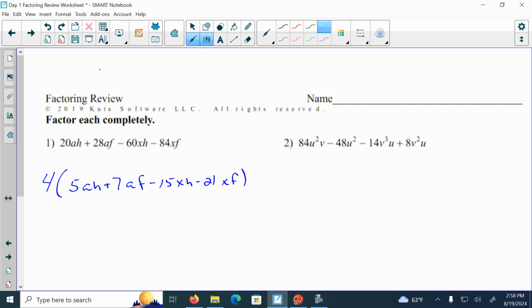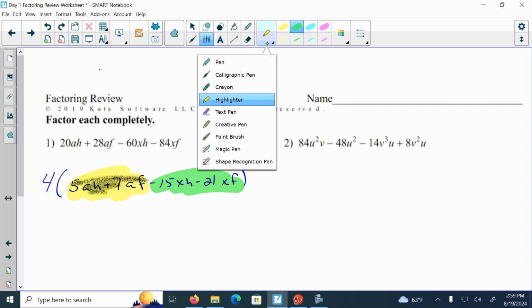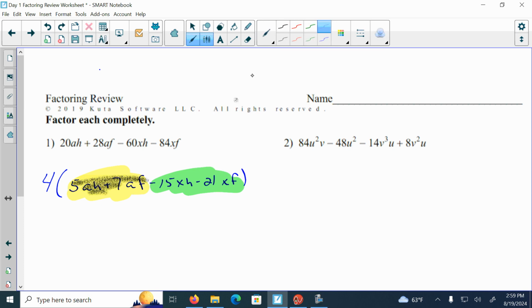Then I'm going to factor by grouping, so I'm going to look at the first 2 terms, and I'm going to look at the second 2 terms. I'm going to try and factor out the greatest common factor from those. So here's the 4. Here I'm going to factor out an A. That's the only thing that has in common, so I'm going to do a bracket for the 4. And then factoring out an A, and I'm left with 5H plus 7F.